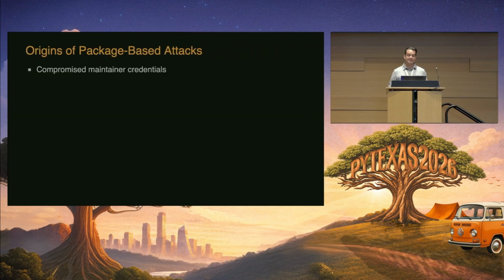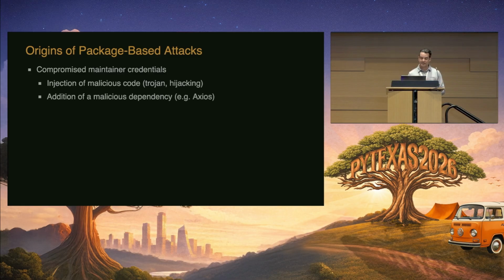All right, so how do package-based attacks begin? Well, a very common one, and one very popular very recently, are compromised maintainer credentials. Compromised PyPI credentials and compromised GitHub accounts have been well-known attack vectors that have been used to compromise packages. Once a package is compromised, malicious code can be injected, malicious dependencies can be added. The code might operate and look exactly like it used to, but it might just have a malicious dependency. And in the last couple of weeks, you may have heard of the Axios JavaScript library attack, which used this very technique.